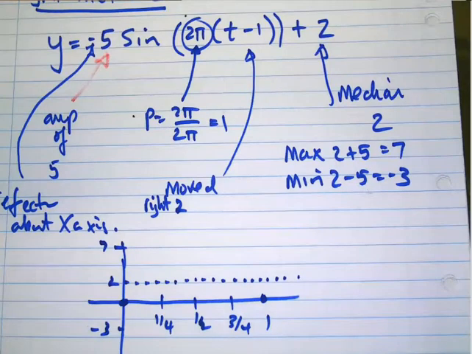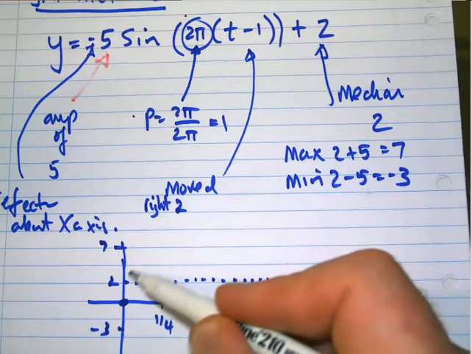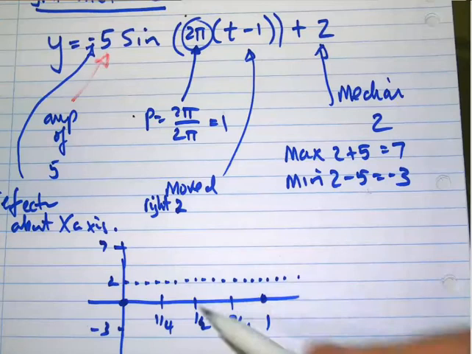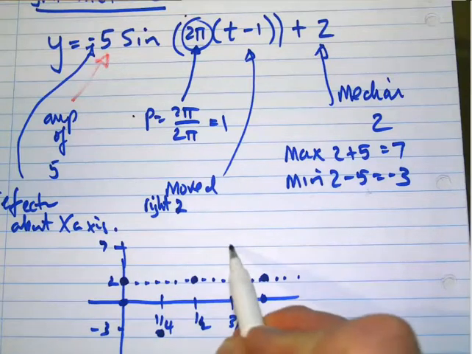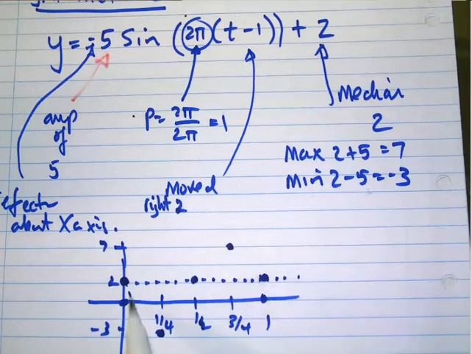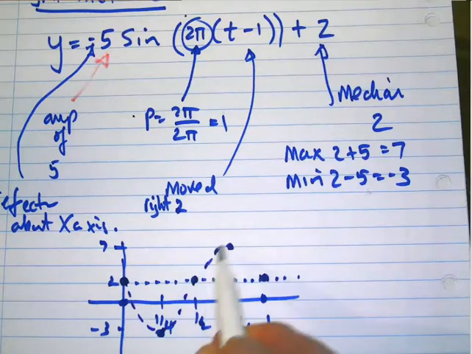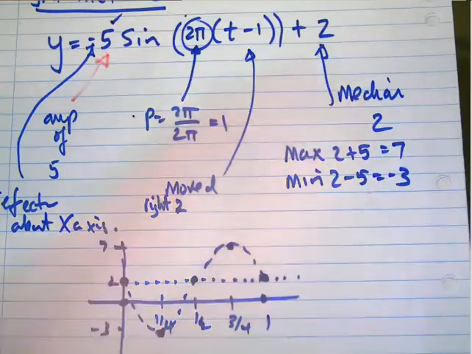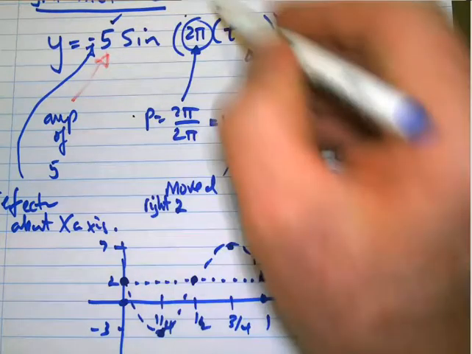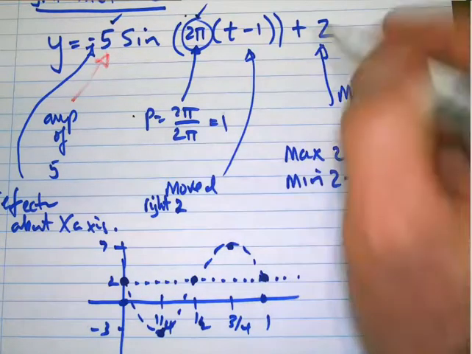And it's a negative sine. Sine would normally go up here, then down, but it's going to be the opposite. So it's going to start here, finish there. It will go down to negative 3, back to 2, up to 7, down. So that's what my curve's going to look like. That accounts for the amplitude of 5, the period of 2 pi, and the raising of 2.